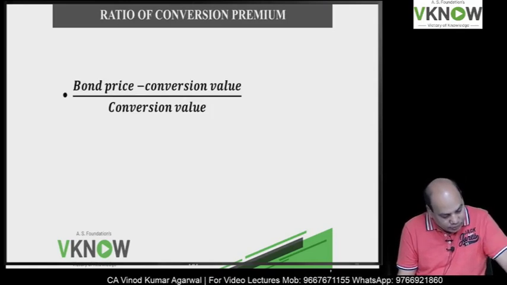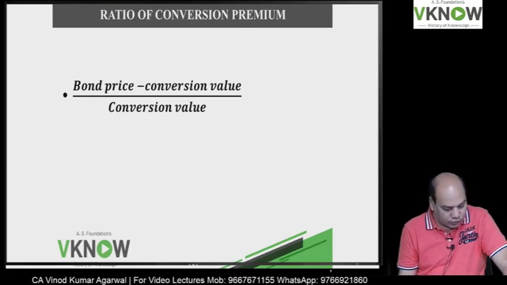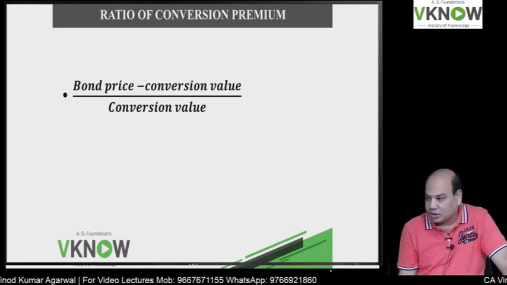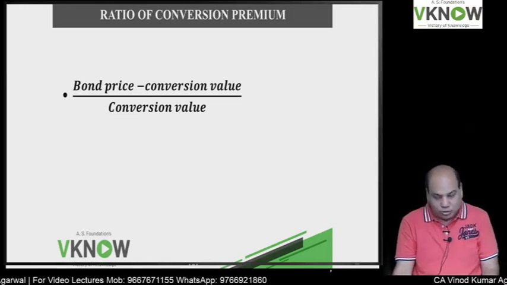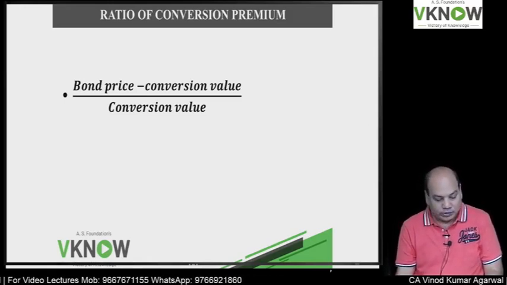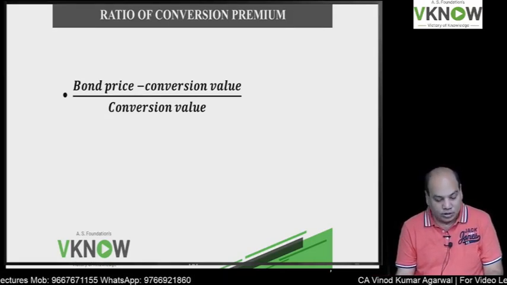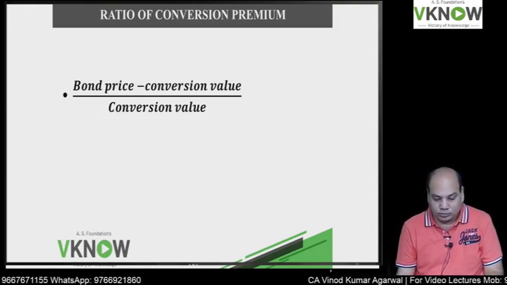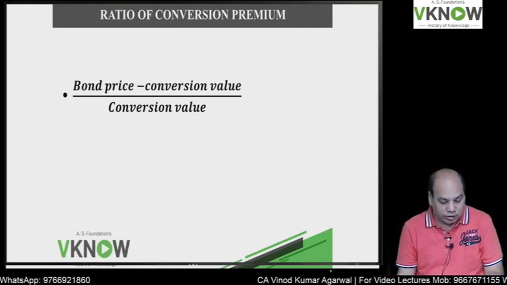Now what is your next question? Ratio of conversion premium. Ratio of conversion premium is in percentage terms how much more percentage you are paying over the conversion value. You could have directly purchased 25 shares, right? But you have not purchased 25 shares, you have purchased one debenture and for that you paid 1000 rupees. So how much excess percentage you are paying? Right. Bond price minus conversion value upon conversion value. Jaju is right.